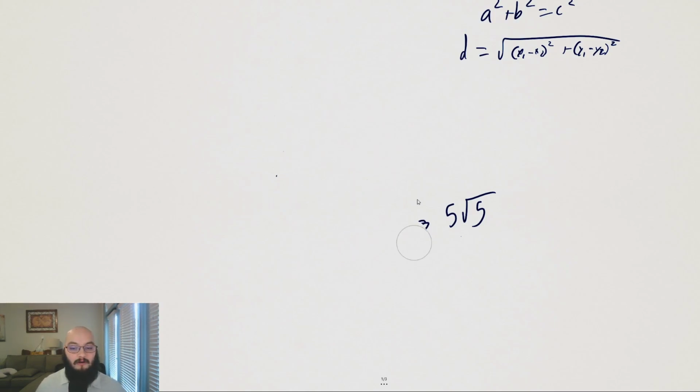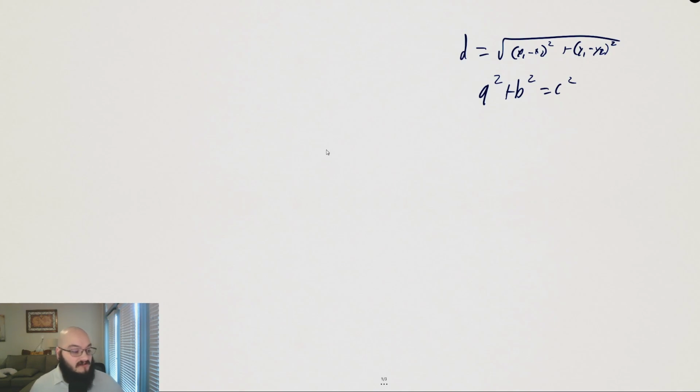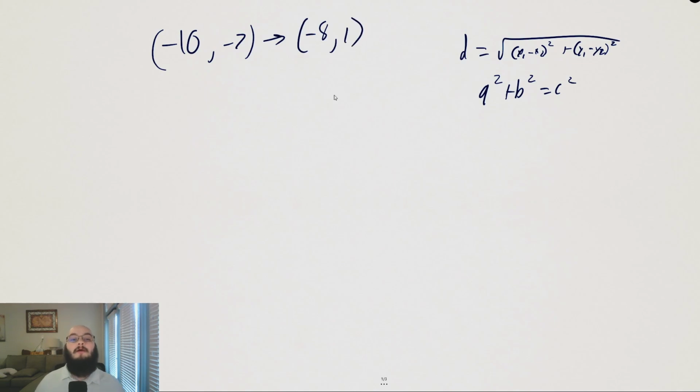For our second example, and I just realized that this is getting cut off, so let's write it down here. A squared plus b squared equals c squared. There we go. For our second example, let's take a look at what happens if we go from -10, -7 to -8, 1.